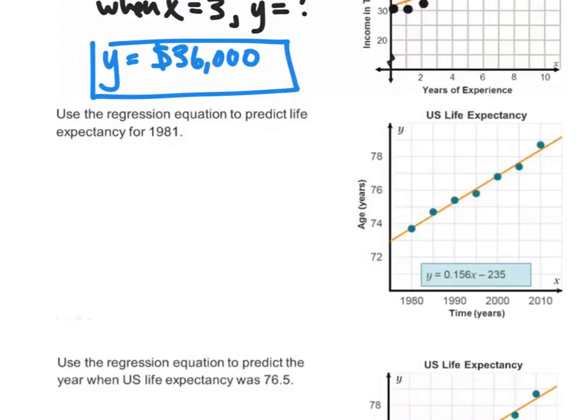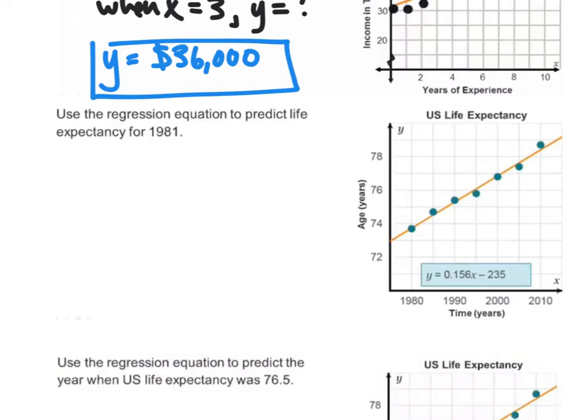Okay, so on this next question, it says use the regression equation to predict the life expectancy for 1981. So we have the scatter plot where we have time in years and then we have age in years, and this is the life expectancy, okay? So what we want to do is figure out what the life expectancy is for the year 1981. Okay, so here's 1980, here's 1990. Okay, we can kind of guess and estimate what that would be. It might look like it's about 74, but maybe not.